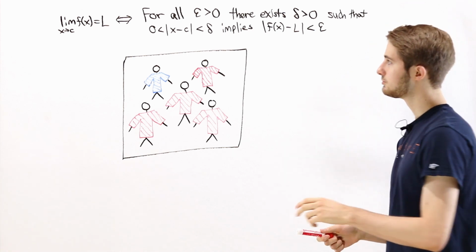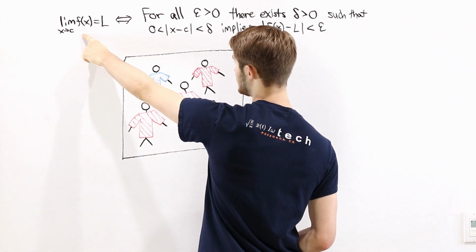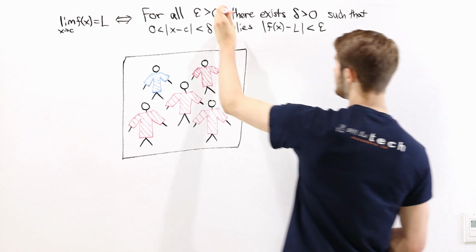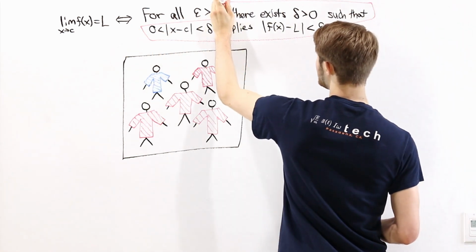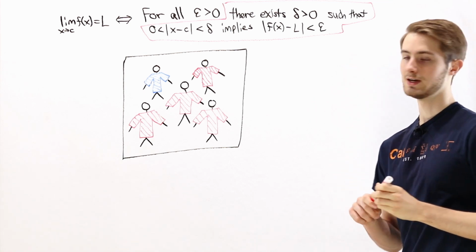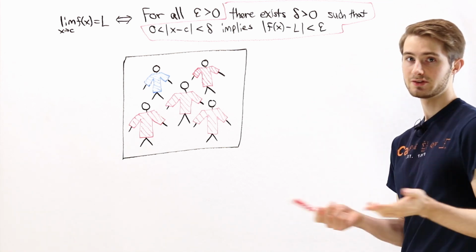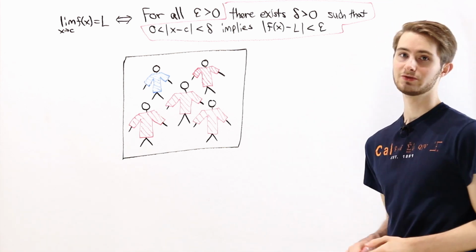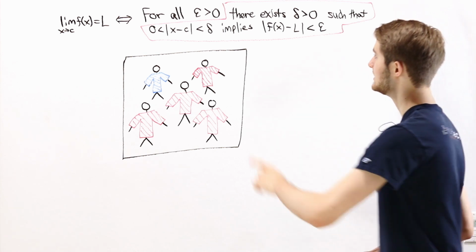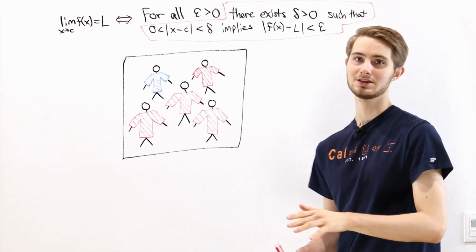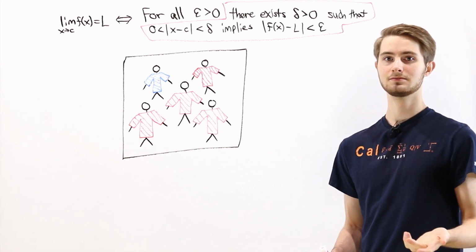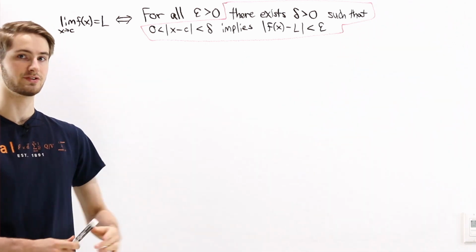So in order to disprove the statement that the limit of some function equals L, all we have to do is prove that this statement right here is false for one value of epsilon. And after that, it doesn't matter what's happening for the other values of epsilon, because we know that the statement is not true for all epsilon, which means that L cannot be the value of the limit. So now let's start our first example.